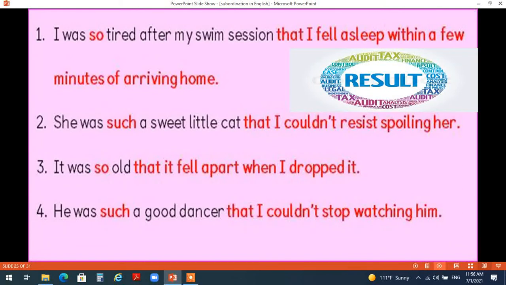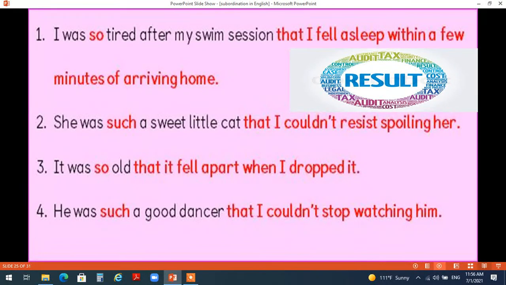Here are some other examples of adverbial clauses of result. I was so tired after my swim session that I fell asleep within a few minutes of arriving home. إذا دائما الكلوز اللي يبدي ب that بكلمة that راح يكون هو subordinate clause. راح نقول شنو نوع subordinate clause. It is an adverbial clause of result. عندي ينطيني نتيجة لما حدث في الجزء الأول من الجملة.